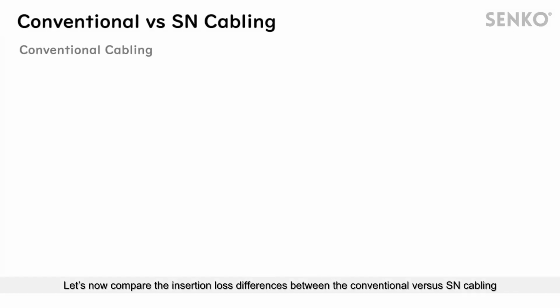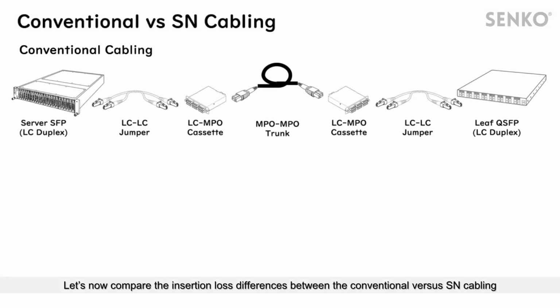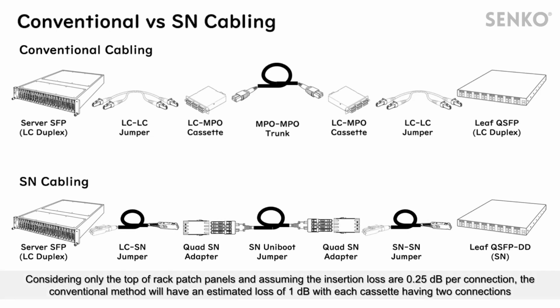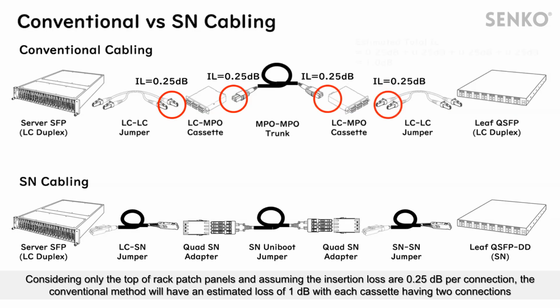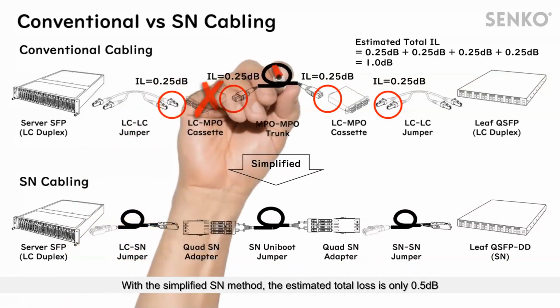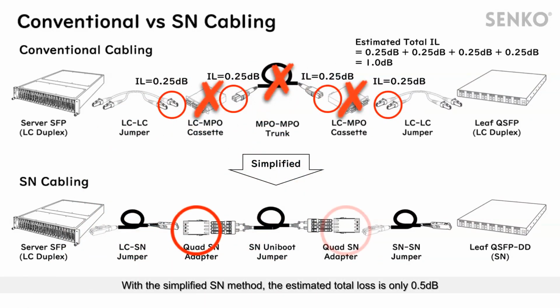Let's now compare the insertion loss differences between the conventional versus SN cabling. Considering only the top of rack patch panels, and assuming the insertion loss is 0.25 dB per connection, the conventional method will have an estimated loss of 1 dB, with each cassette having 2 connections. With the simplified SN method, the estimated total loss is only 0.5 dB.